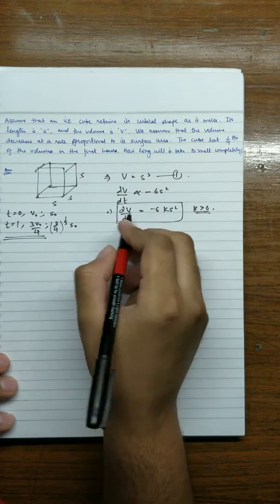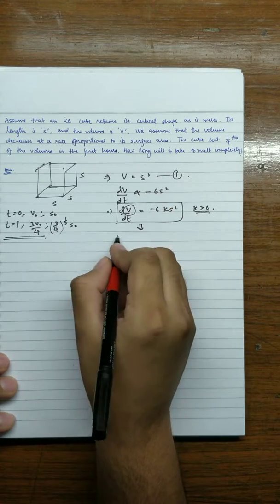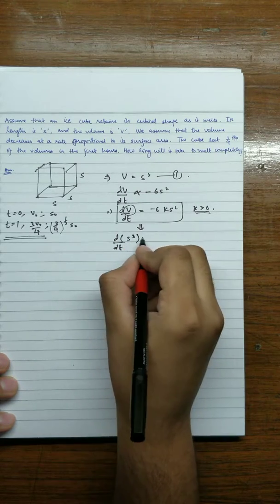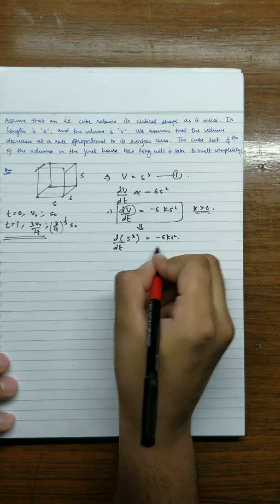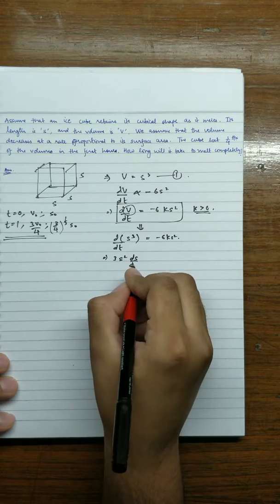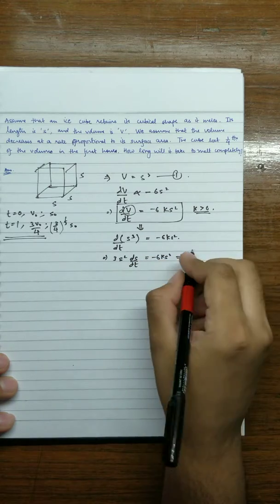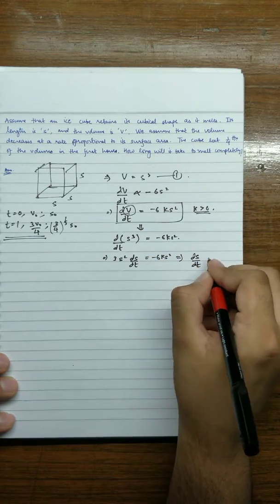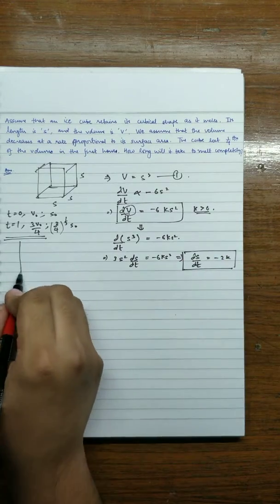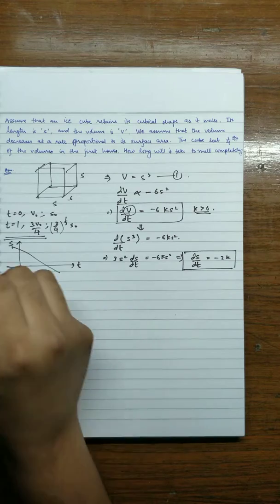So we can write the volume in terms of side length S. So we get that d/dt of S cubed is equal to minus 6k s squared. This implies that when we differentiate we get 3s squared ds/dt is equal to minus 6k s squared, and when we divide by 3s squared on both sides we get that ds/dt is equal to minus 2k. So this is a linear rate of decrease, which means that when we graph the length versus time, we get a linear graph, a line.